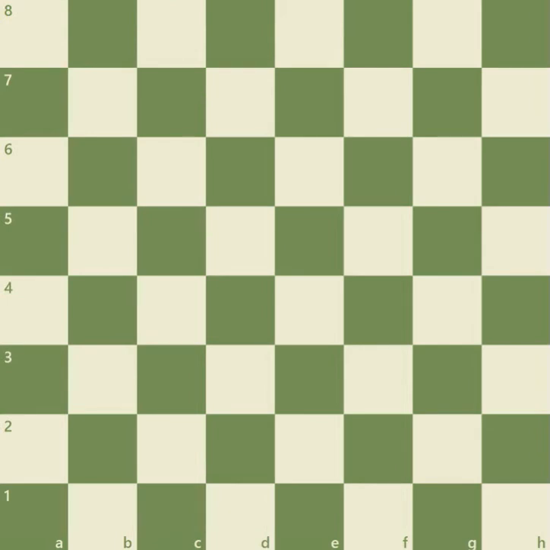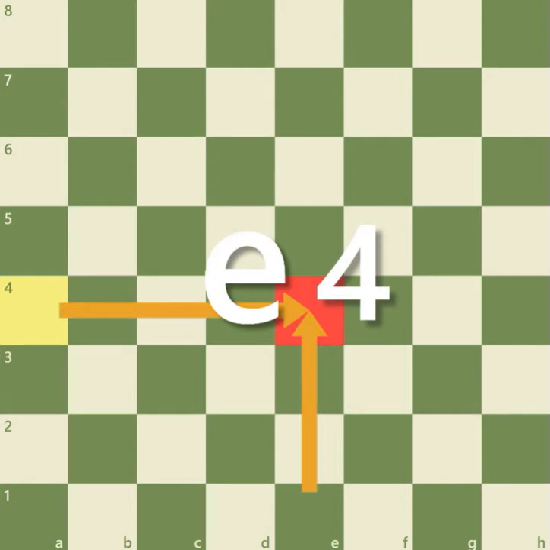Let's meet some of the squares. This square in the lower left-hand corner is known as A1. Notice we identify it with the letter first and the number second. Let's take a look and see where the E file meets with the fourth rank. Notice the arrows point at E4, so this square is known as E4.